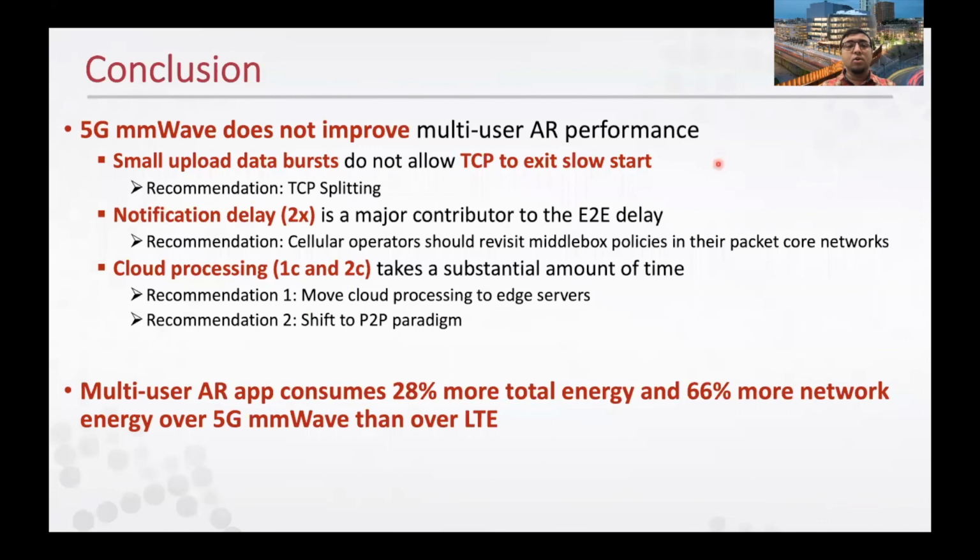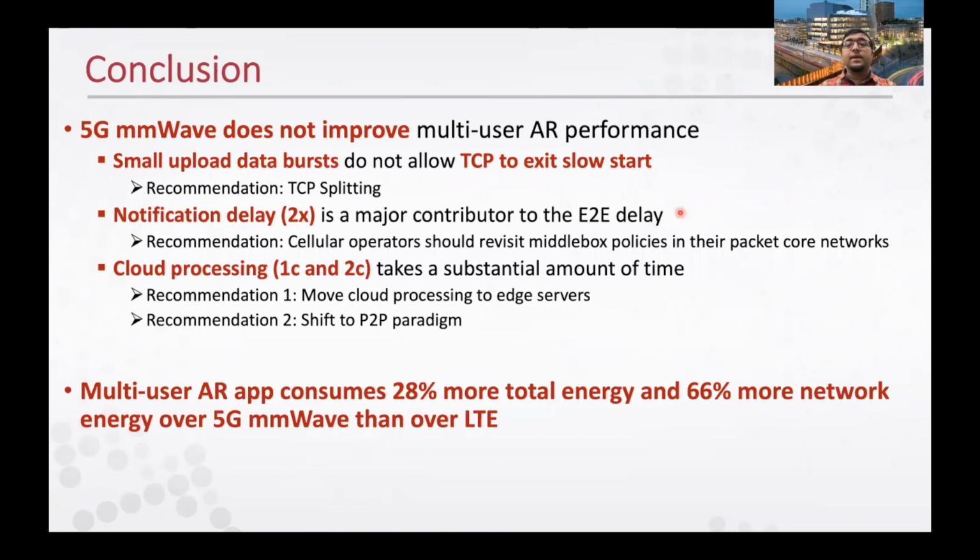So to conclude, we found that 5G millimeter wave, though it has higher bandwidth compared to LTE, does not improve multi-user AR performance. There are two reasons for that. First, the application uploads small data bursts that do not allow TCP to exit the slow start. As a solution, we recommend using TCP splitting and setting up a proxy that maintains a persistent connection to the cloud server.